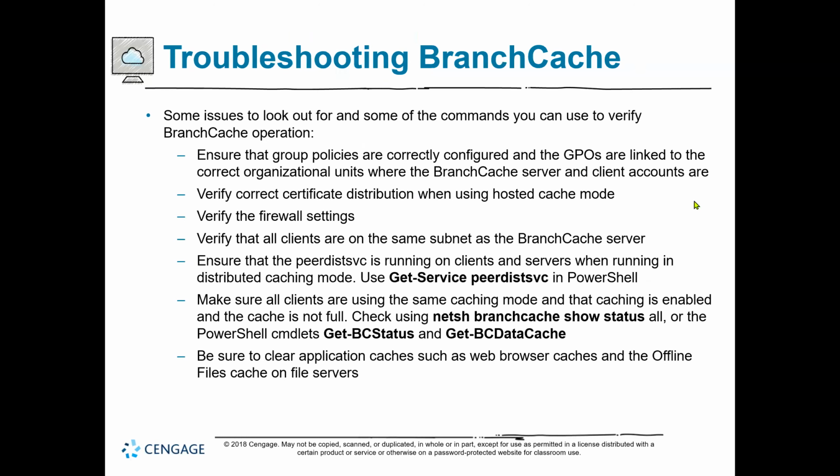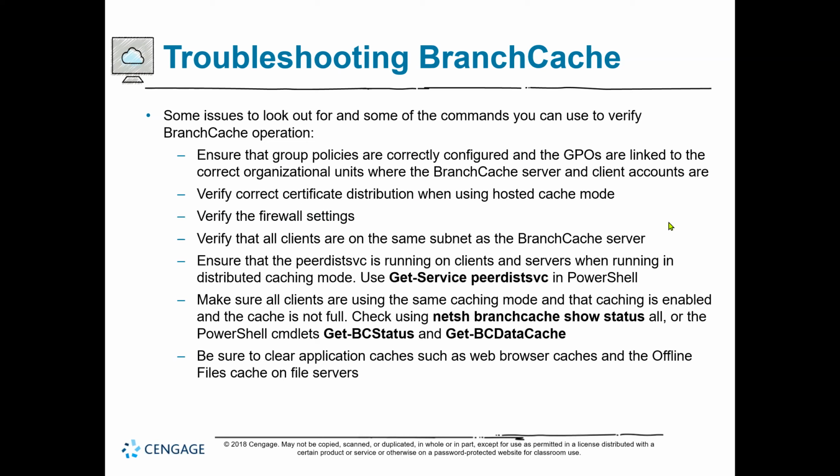Troubleshooting BranchCache. Okay, some issues to look out for and some of the commands you can use to verify BranchCache operation. This is one of those slides that if you're going to be doing troubleshooting, you might want to keep this one. Ensure that group policies are correctly configured and the GPOs are linked to the correct organizational units where the BranchCache server and client accounts are. Verify correct cert distribution when using hosted cache mode. Verify the firewall settings. I cannot stress that enough.